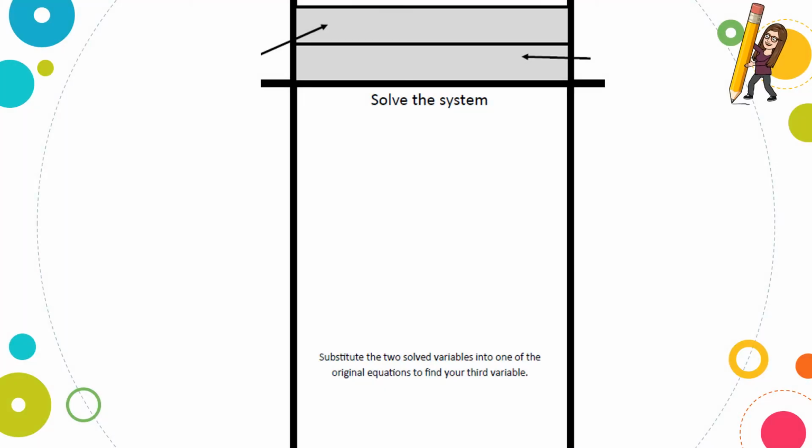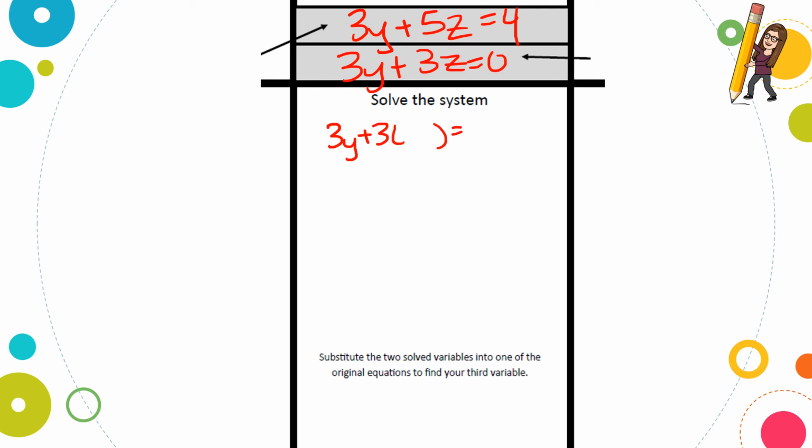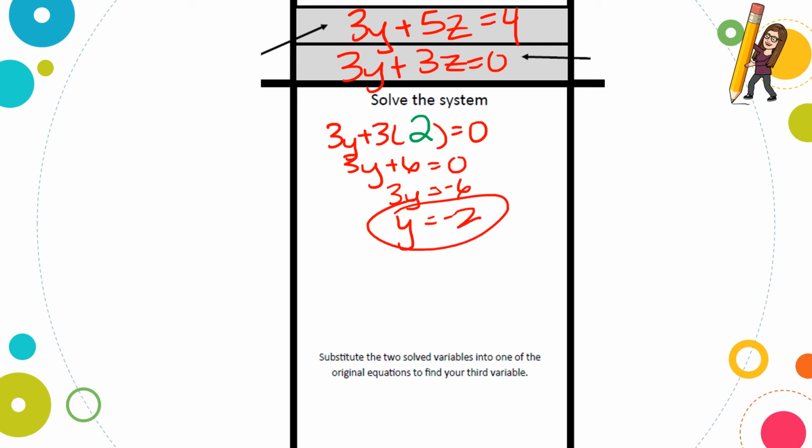Alrighty, so if we jump to the bottom here, I'm just going to rewrite these equations. You already have this written down, but I need to see it again. We just found our z value, so I'm going to substitute that z value into one of the equations. It doesn't matter which one. I'm going to pick the bottom one because it is 0. Doesn't matter though. It really doesn't matter. So if I solve this, I've got 3y. I've got a 2-step equation here, right? 3y - 6 = 0. Therefore, y equals -2. There's my second variable.